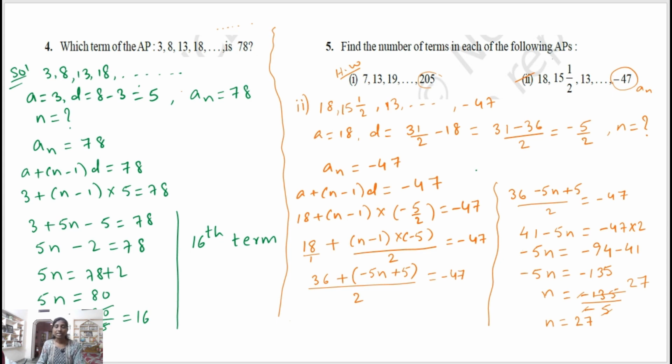27 terms. It means minus 47 is the 27th term. And how many terms are there in this AP? 27. Both are same. What is the position of minus 47? 27. And how many terms are there in this AP? That is also 27. So our answer is n is equal to 27. I hope it is clear to all of you. Now let's move to the next question.